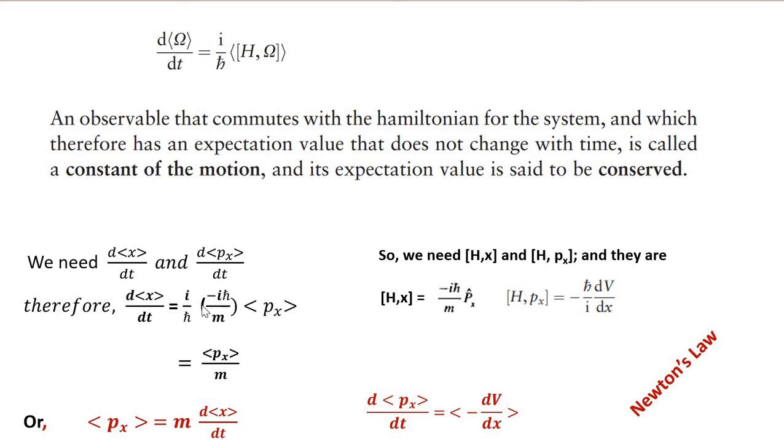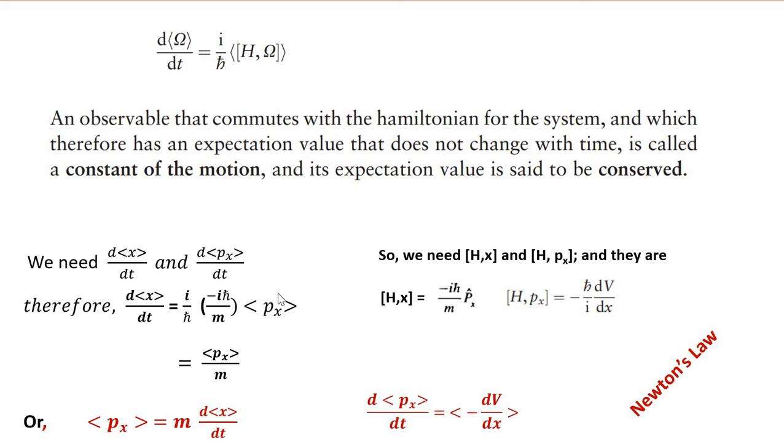So first let us focus on d/dt of x average, that means omega is x. So i by h bar, and then the expectation of the commutator. The commutator result is this, so that means expectation of this quantity. Now minus i h bar by m is a constant, so it comes out of the bracket notation. So only px is there, so the expectation of px.